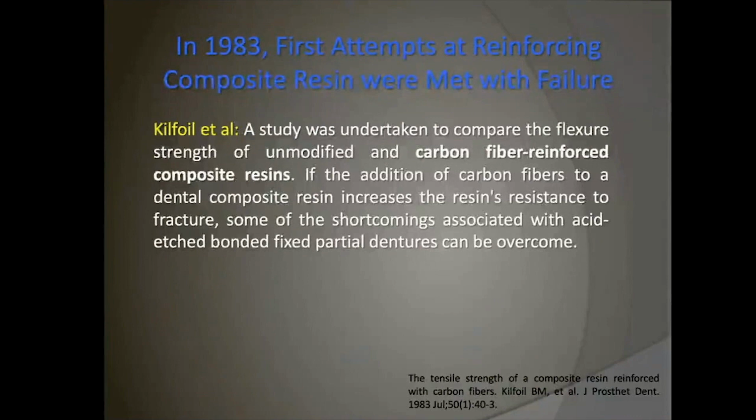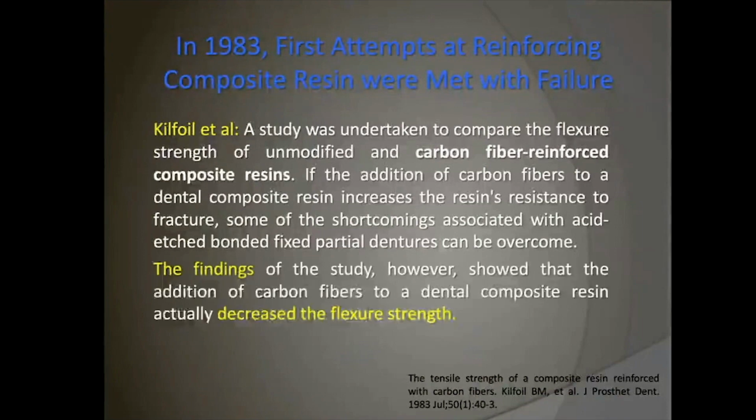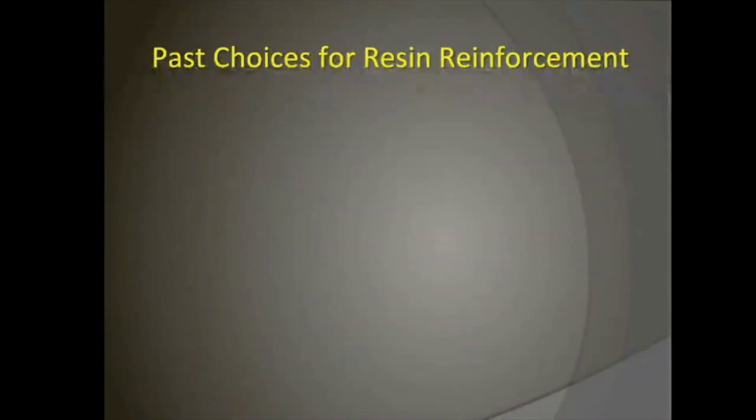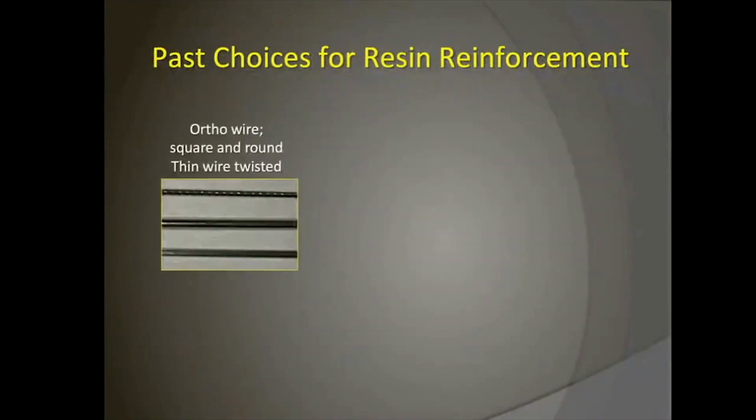A study was undertaken to compare the flexural strength of unmodified and carbon fiber reinforced composite resins, and they did this without reinforcement. The findings of the study showed that the addition of carbon fibers to a dental composite resin decreased the flexural strength. So what we had to come up with was something that would actually be an addition to our composite resin.